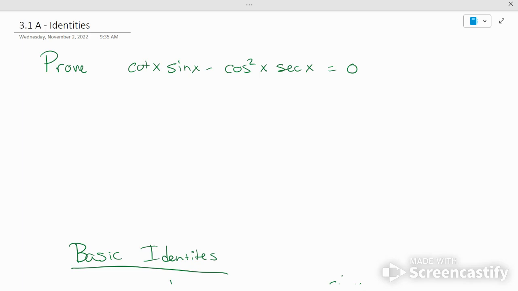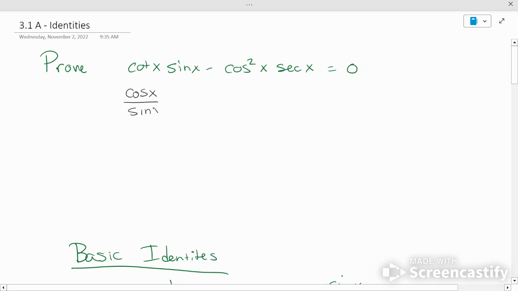So, what do you think cotangent's the same as? Cotangent is what over what as trig functions? Do you remember from earlier this year? Cotangent is adjacent over opposite, but we have to talk about it in terms of sines and cosines. Is it sine over cosine or cosine over sine? Cosine over sine. So we will put this as cosine of x over sine of x times sine of x minus cosine squared of x times secant of x, which is the reciprocal of what trig function? Cosine. So it's 1 over cosine of x.